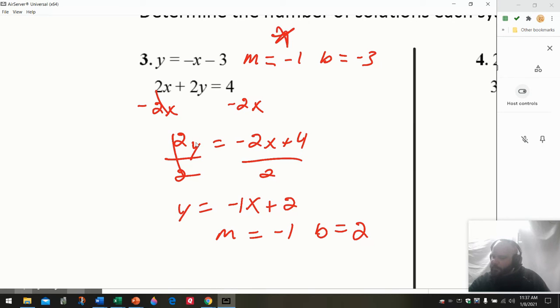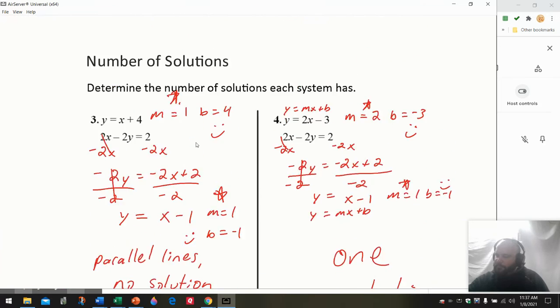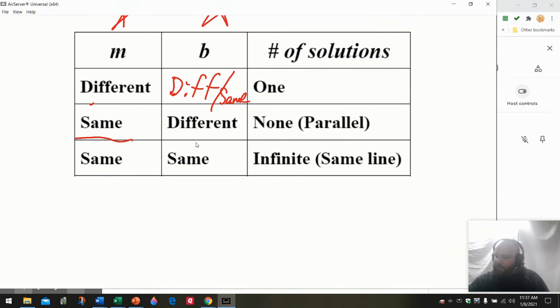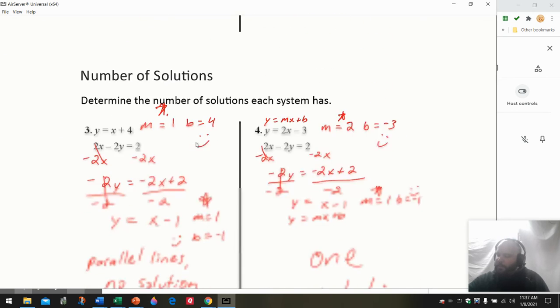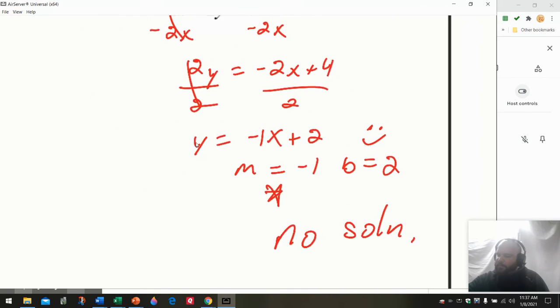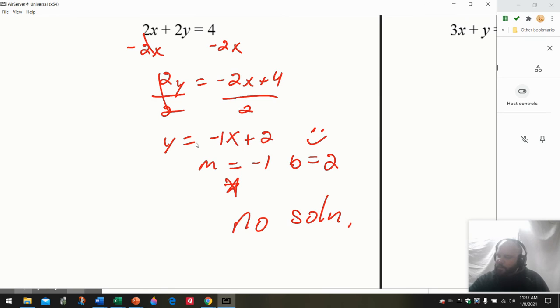So in this one, m is -1 and b is 2. So if I look at my m's, the m's are the same, but the b's are different. So if I go up to my table again, m is the same, b is different. There will not be any solutions because the lines are going to be parallel. So we'll write no solution. Now let's graph it and see if that's what we end up with whenever we plot these 2 equations.